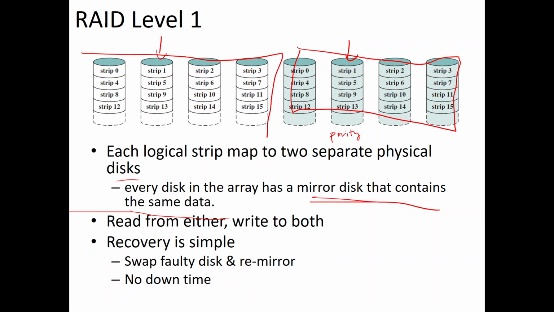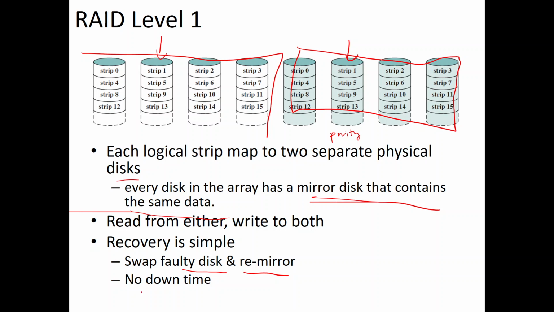So RAID level 2 to 6 involve the use of parity bit. So therefore, when a single strip is updated, the array management software must first compute and update the parity bits as well as updating the actual strip in question. Okay, so that's how the read and write tu lah sebenarnya. So the recovery is very simple. Okay, so kalau lah katakan one disk down, kita akan swap the faulty disk and then re-mirror.